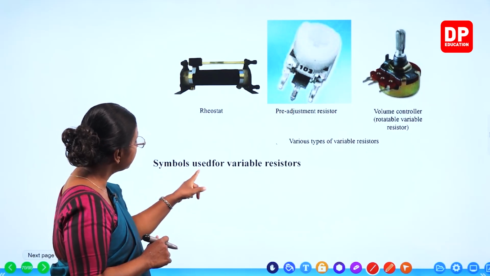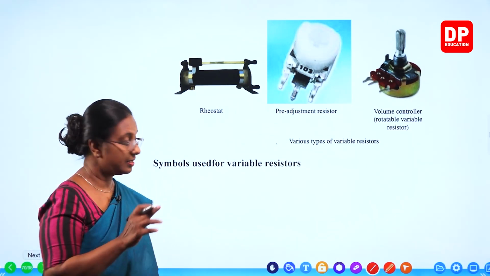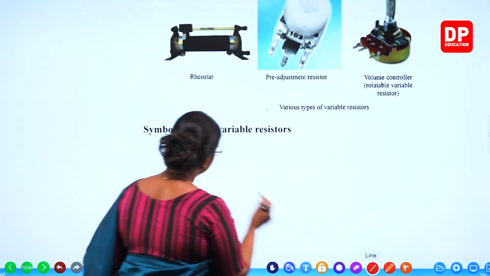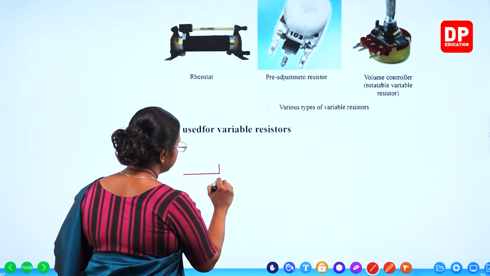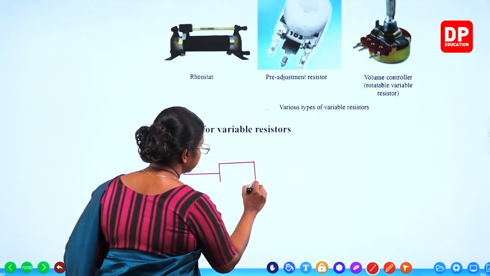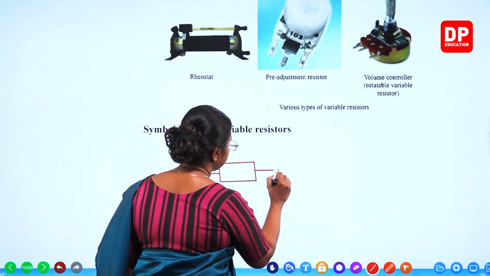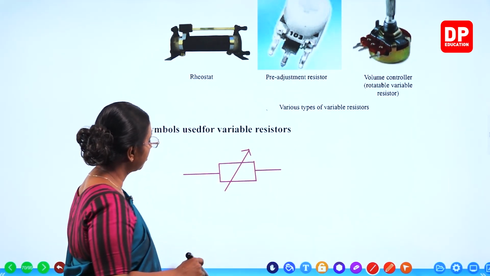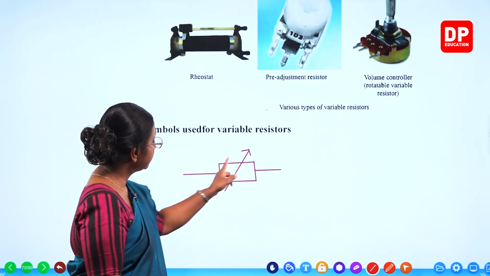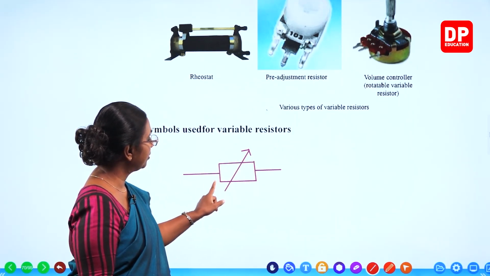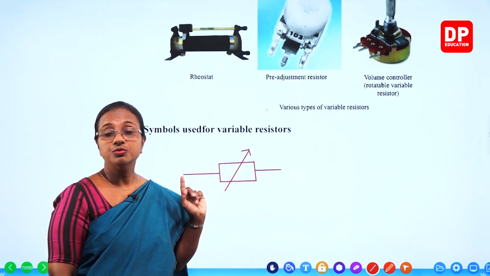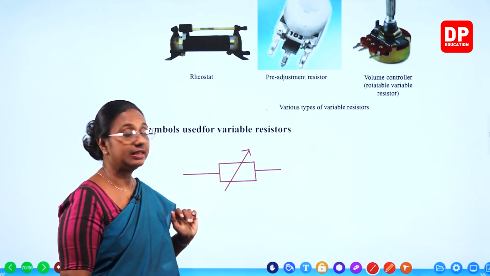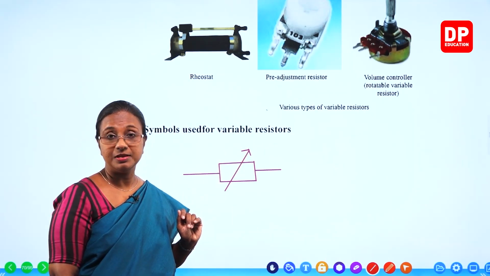Then we have the symbols used for variable resistors. So there we can have the symbols. So you can remember for the rheostat also we used a symbol. Now resistor, normal resistor fixed value, you only have the rectangle with the two terminals. But when you put an arrow across it in a diagonal manner, that resembles the variable resistor.